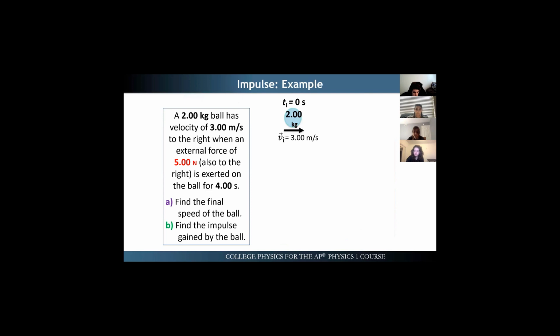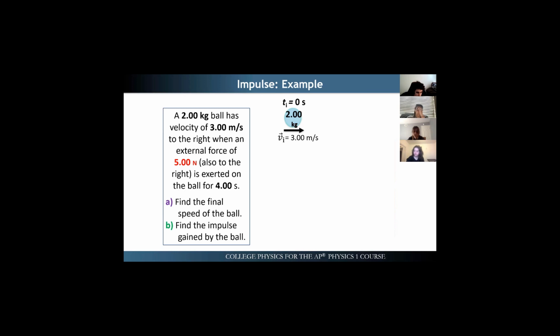Forces cause acceleration. Right? So it's going to be accelerating for 4 seconds. If it's moving 3 meters per second now, and the force is in the same direction, later it's going to have to be moving faster, right? It has to be accelerated. And then B, find the impulse.